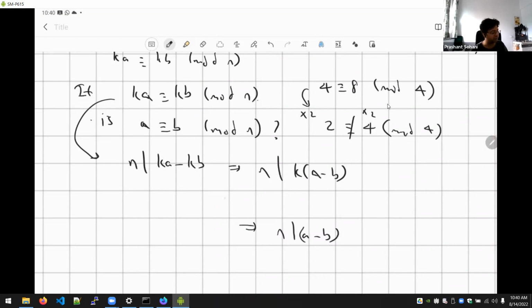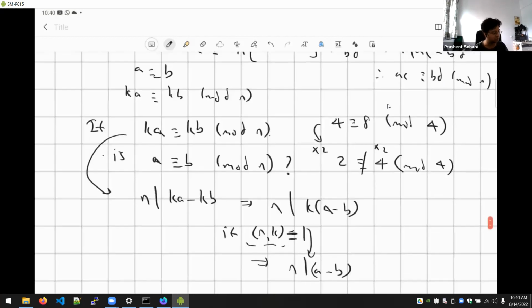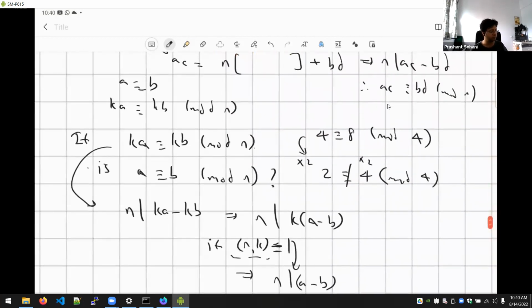So what can be the condition so that I can apply Euclid's lemma to go from here to here? That condition is n and k have to be co-prime, right? So if n and k are co-prime, GCD of n and k is 1, then it is safe to say that n is dividing a minus b. So if k and n are co-prime, then I can cancel it.